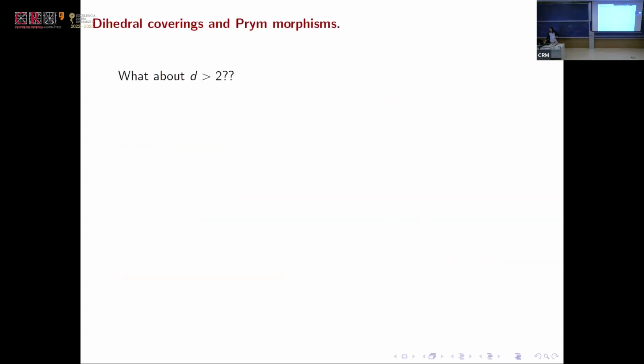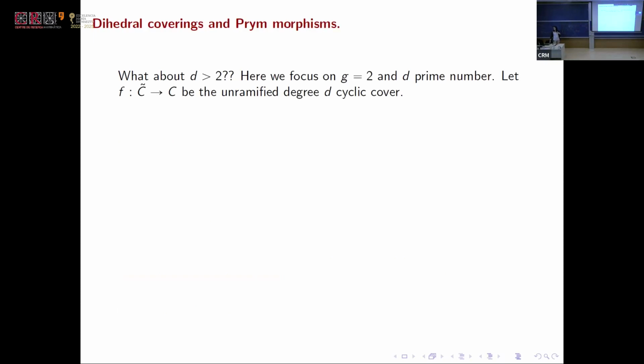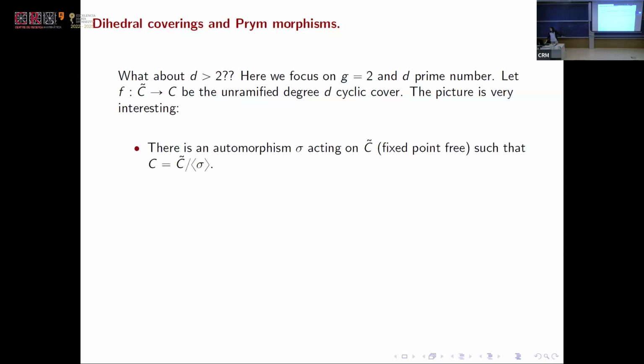So in this work, in collaboration with Carlos Naranjo and Ángela Ortega at Humboldt, we focused on the case of coverings of degree 2 of curves of genus 2, assuming that the covering is cyclic and ramified. In this case, we have a picture which is very involved, but very interesting. So remember, we have an automorphism of order d which is acting on C tilde.